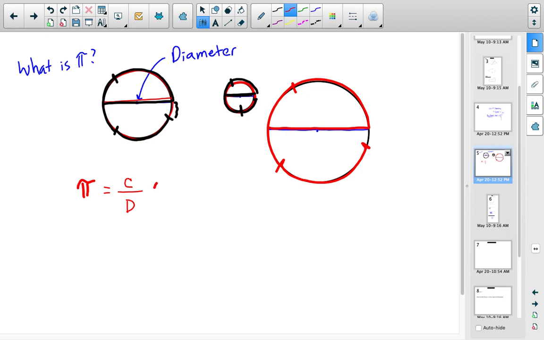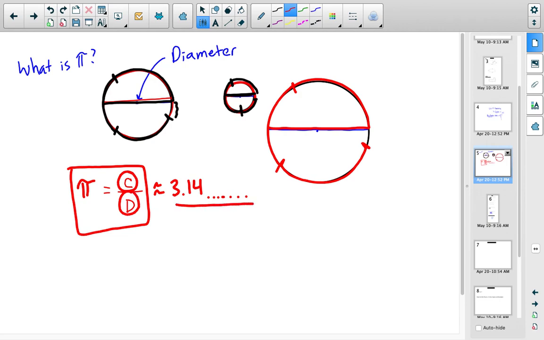So you always hear this ratio of 3.14. In fact, it keeps going on and on and on. And then, if you remember from earlier in the class, we talked about irrational numbers. It keeps going on and on and on. It does not repeat and it does not terminate. So pi is an irrational number. But ultimately, pi is a ratio of the circumference of a circle divided by the diameter. And it's a constant number. It's always this 3.141 going on and on and on.